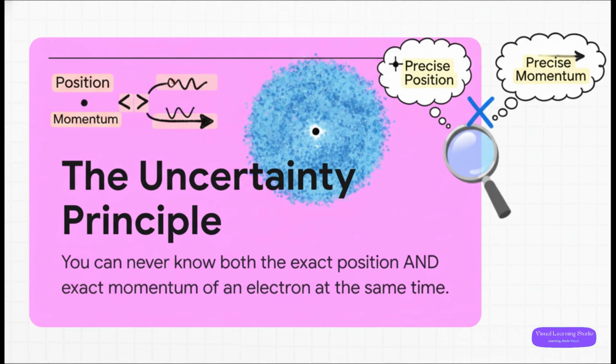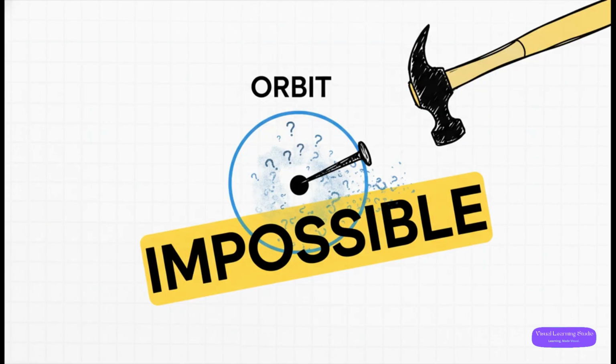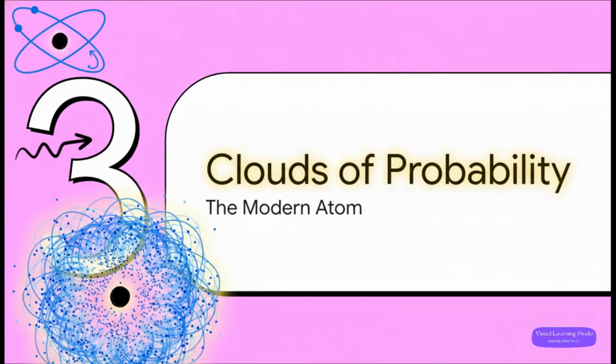It's a fundamental trade-off. And that right there was the final nail in the coffin for Bohr's neat little orbits. I mean, think about it. If you can't know an electron's precise position and its momentum at the same time, then there is absolutely no way you can know its exact path. And if you can't know its path, the whole idea of a fixed, predictable orbit just evaporates. It's impossible. So, if electrons aren't circling around in orbits, then where in the world are they?